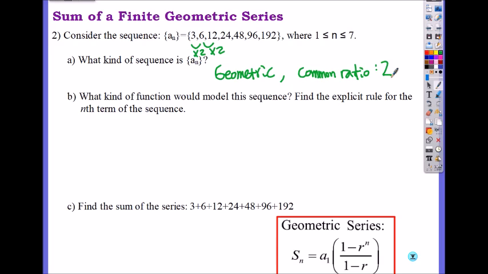Let's look at the explicit equation of a geometric sequence. It is a_n equals the first term 3 times the ratio 2 to the n minus 1. That's the explicit equation for a geometric sequence. What type of function would that be? It is exponential, right? You multiply by 2 each time. It will look something like this: 3, 6, right? It grows exponentially, so it's exponential.